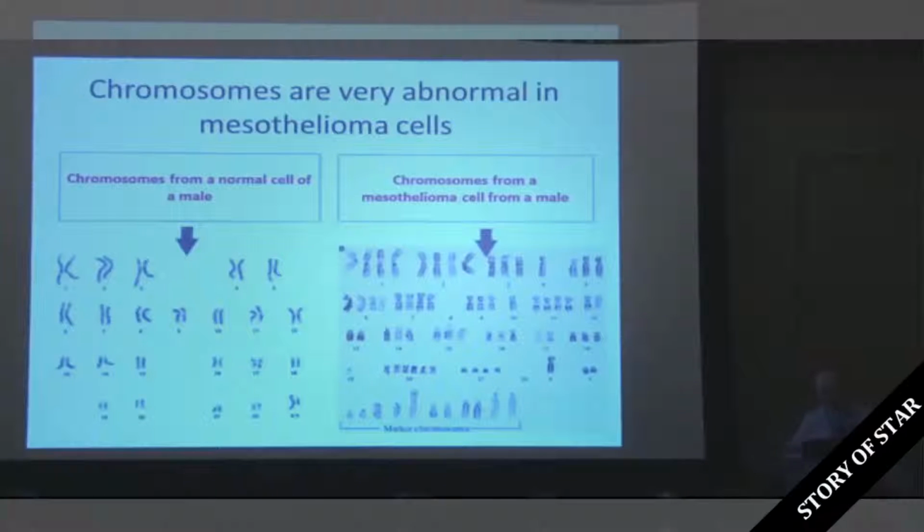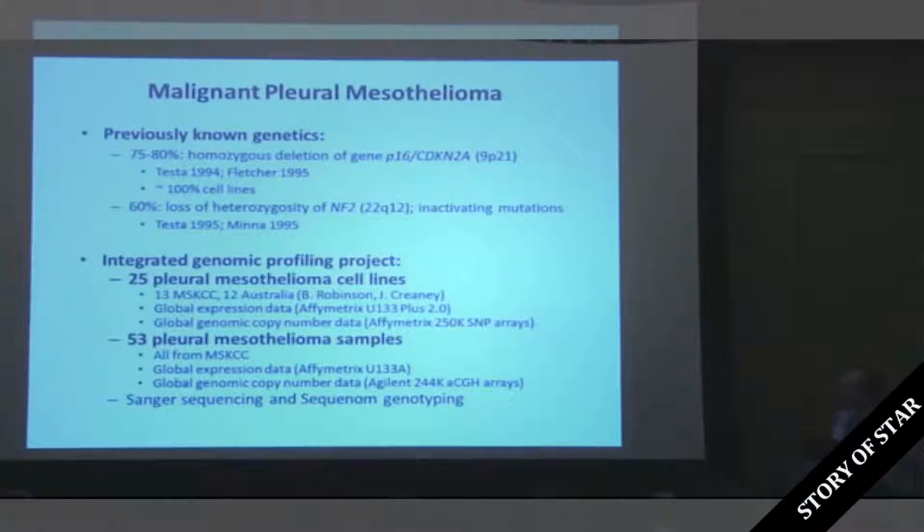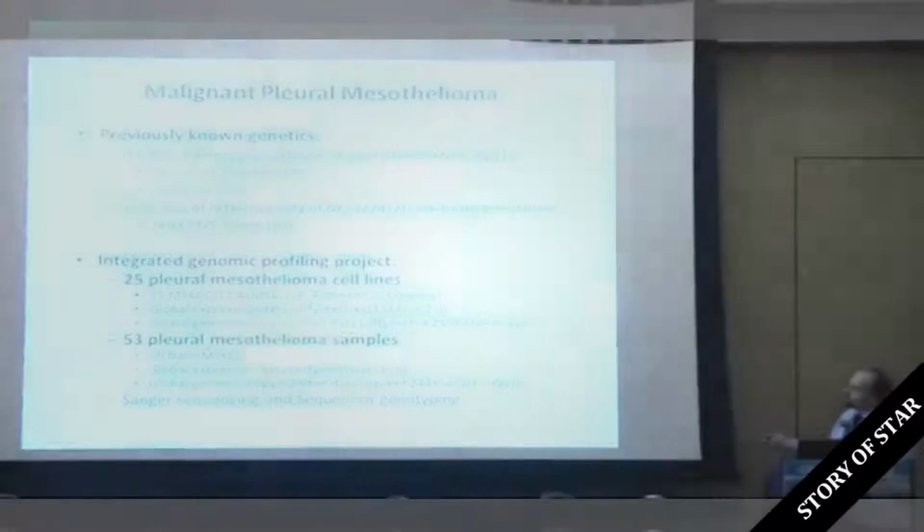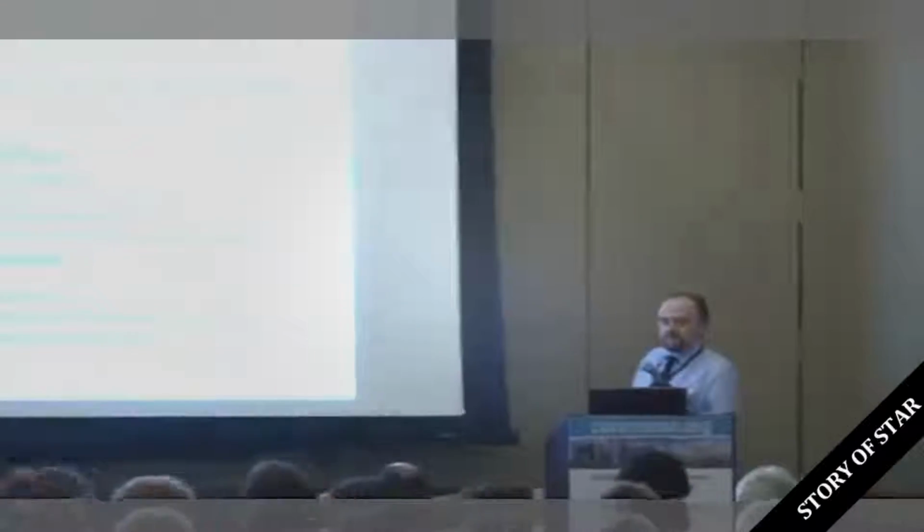So we used methods to study these genetic abnormalities in tumors, in mesothelioma tumors. And we did this using 53 mesothelioma samples from our institution, as well as mesothelioma cell lines, and this was a collaboration with Bruce Johnson in Australia. And we looked at the changes in DNA content in these mesothelioma samples in order to try to understand better the biology.